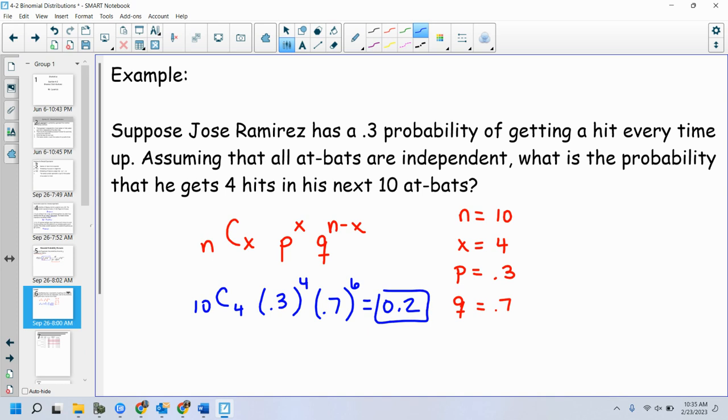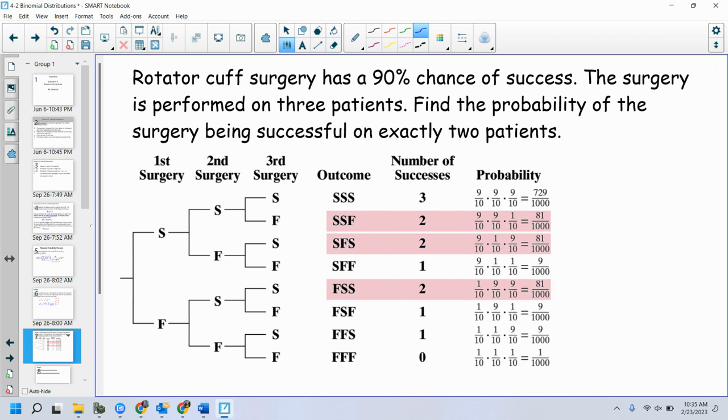There is a 20% chance that out of his next 10 at-bats, exactly 4 of them are going to be hits. Exactly 4 of them are going to be hits. Okay. Is this the probability of getting at least 4 hits? No. This is the probability of getting 4 hits. Exactly 4 hits. Different type of problem here.